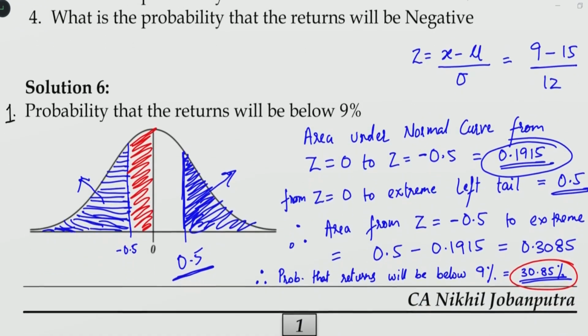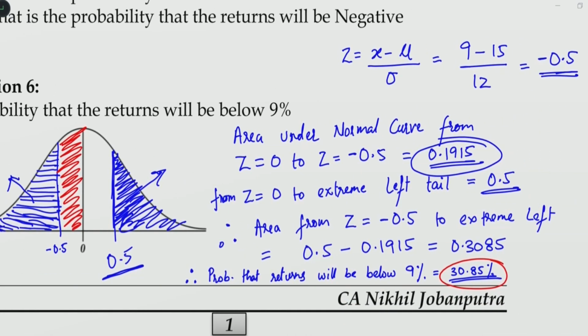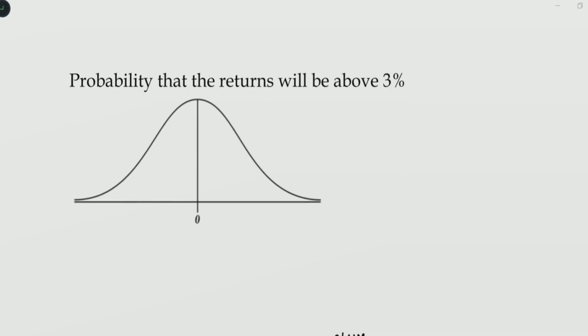So the way you have attempted this one, that is the probability that the returns will be below 9%, in the same style you are going to answer that part. So let us answer that. So this is not above. Oh, there are some typing errors over here. The question has asked you below, right?